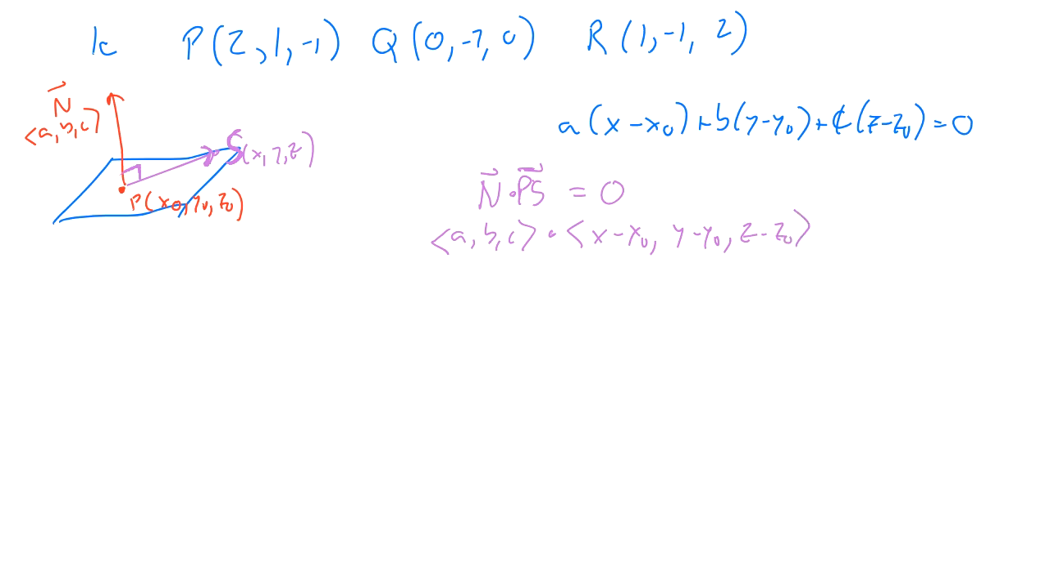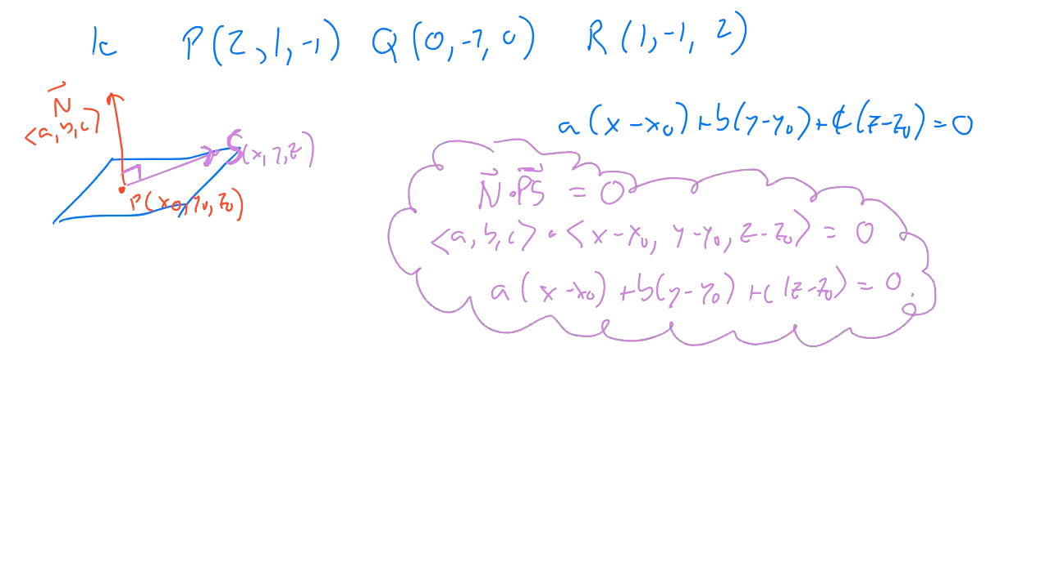And when you carry out the dot product, you have a times (x minus x naught) plus b times (y minus y naught) plus c times (z minus z naught) equals 0. So I can put all of this stuff in a thought bubble. You don't need to write this down as part of the solution. I was just trying to remind you why this formula is true.